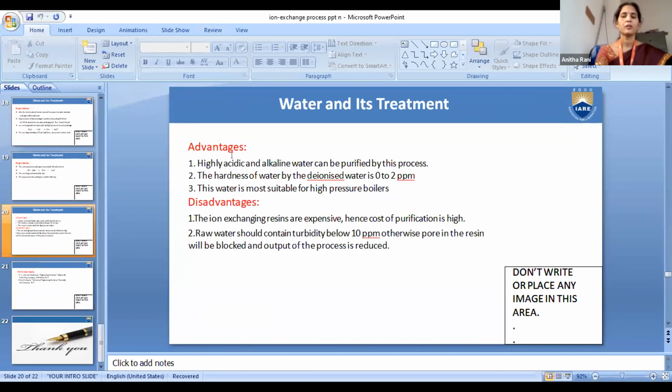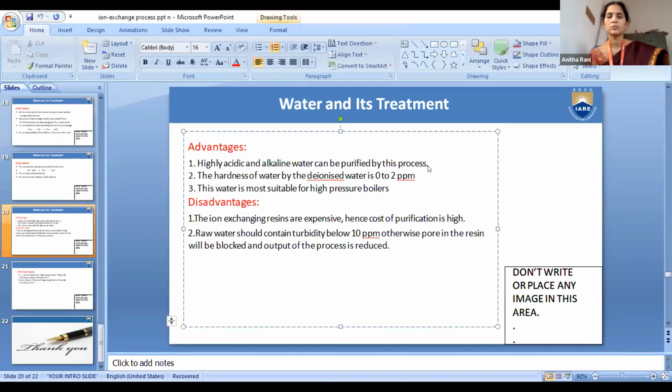Okay, so we can take highly acidic and alkaline water. Then we can go for purification by this process, ion exchange process. That is the advantage. If the water is highly acidic or highly alkaline, also we can purify by this process. And hardness of water will be 0 to 2 ppm only. The soft water hardness is 0 to 2 ppm. This water is most suitable, ma. We can use it in high pressure boilers. The soft water we get from the ion exchange process we can use in high pressure boilers.